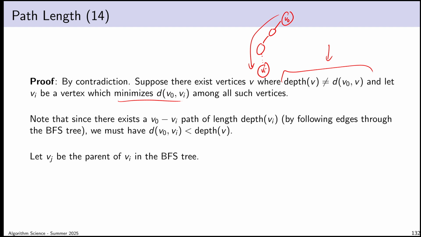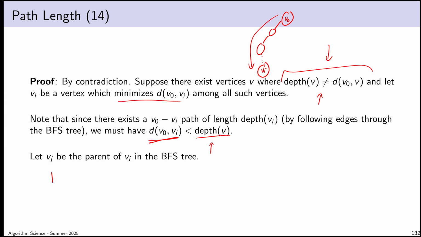And so, of course, it has to be the case that the true distance, the minimum length of a path, has to be less than the actual depth in the tree. Because we just said earlier that the depth and the distance are not equal, so they can't be less than or equal to each other. So, obviously, the depth is greater than the minimum distance. That's the way the minimum distances are defined.